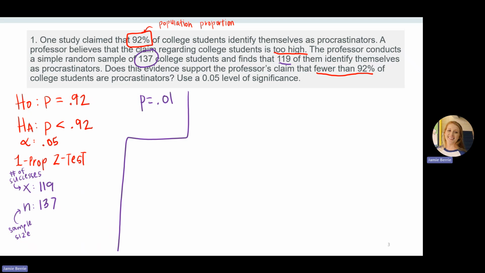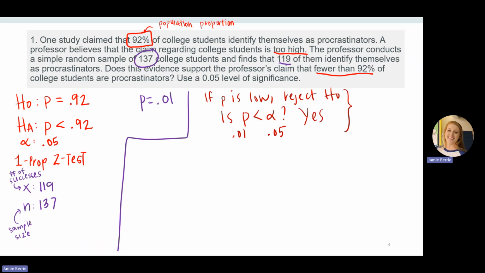All right, we're ready to draw our conclusion. You're asking yourself the same question or using the same sort of phrase to remind yourself. If P is low, reject H0. All right, so is P less than alpha? P is 0.01, alpha was 0.05, yes. That's 1% and 5%, so yes, absolutely. 1% is less than 5%. All right, so we're going to reject H0.